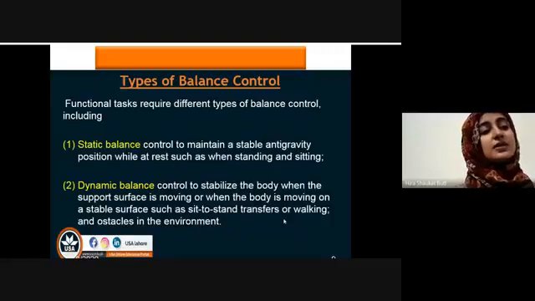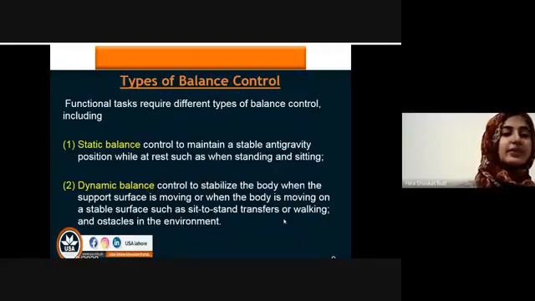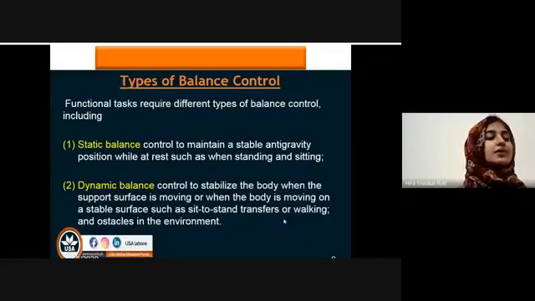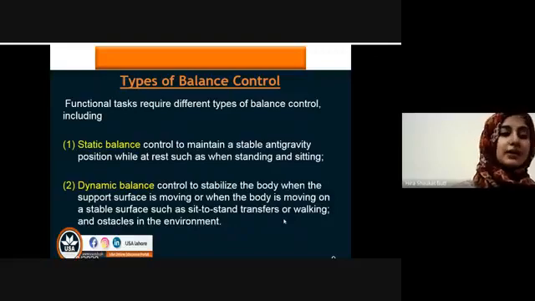So type 1 of balance control is the static balance. Static balance is to control and maintain a stable anti-gravity position while you are at rest, such as when you are standing, lying, sitting, or maintaining a single position. That is the static balance. Then comes the dynamic balance.